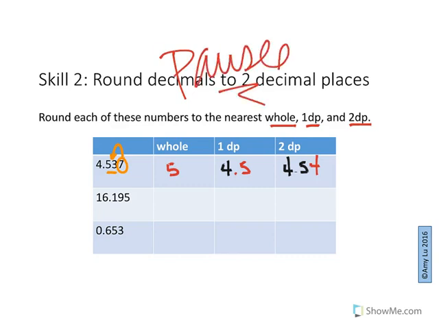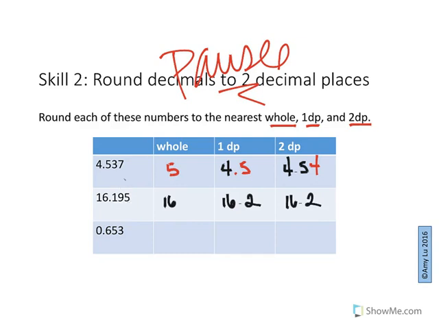Pause and complete the next two. Okay, so for the nearest whole number, it would be 16 because the 1 behind it forces the 16 to stay. To 1 decimal place, we look at the 9. That 9 forces the 1 to go up, so this becomes 16.2. For 2 decimal places, we want to look at the 5, and that 5 forces the 9 to go up 1, but that also forces the 1 to go up to 2 because we have to add on 1. So it's 16.2.